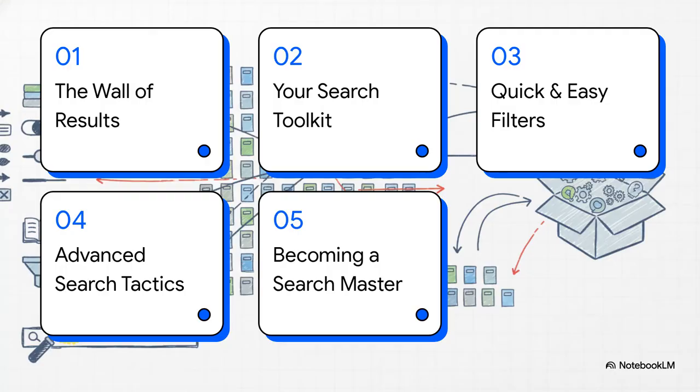So how are we going to do this? Well, here's the game plan. First, we're going to look at that wall of results. Then we'll open up your search toolkit. We'll start with some quick and easy filters for the biggest wins, then dive into some advanced tactics, and finally, we'll put it all together so you can become a real search master.